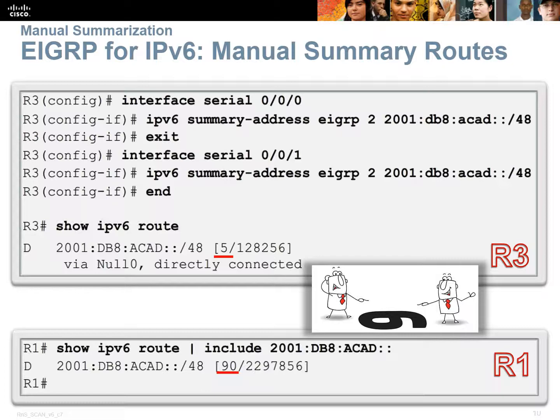It's all to do with perspective, and that's why they got those two people looking at a number 6 and a number 9 arguing about it, whether it's a 6 or a 9. It's the perspective. So summary routes on the router you're on are a 5. Summary routes learnt on other routers are 90.